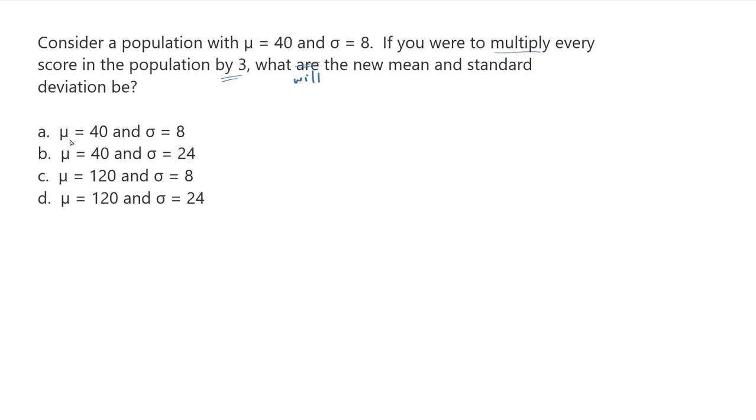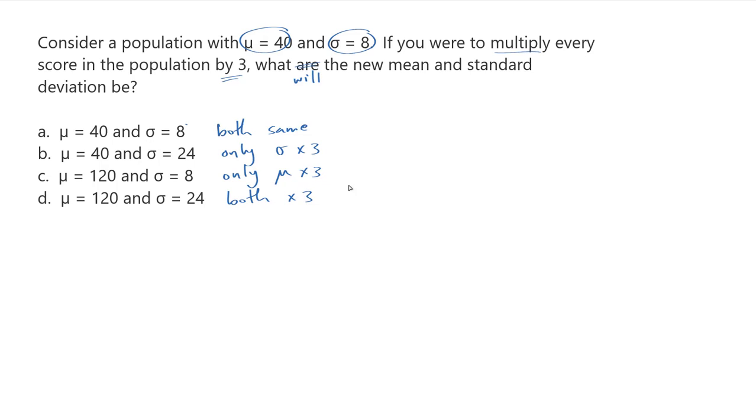So if you have a look at option A, the mean stays the same at 40 and the standard deviation stays the same at 8. So in this case, they're suggesting that both will stay the same. Whereas in B, only the standard deviation is multiplied by 3. In part C, we've got the mean at 120 now, and the standard deviation stays the same, so only the mean is multiplied by 3. And finally, the last option has both multiplied by 3. So which is it going to be?